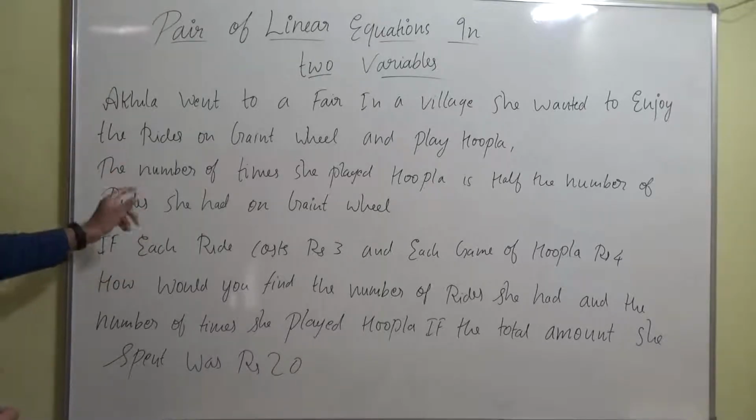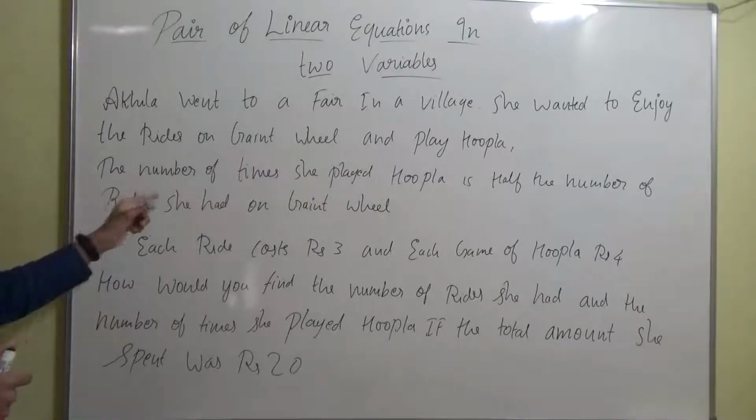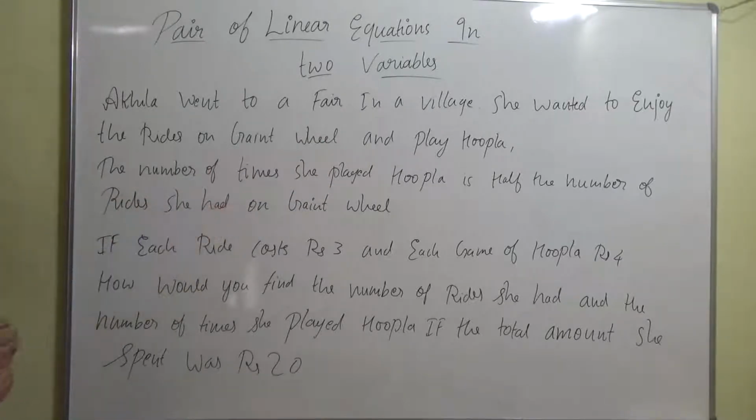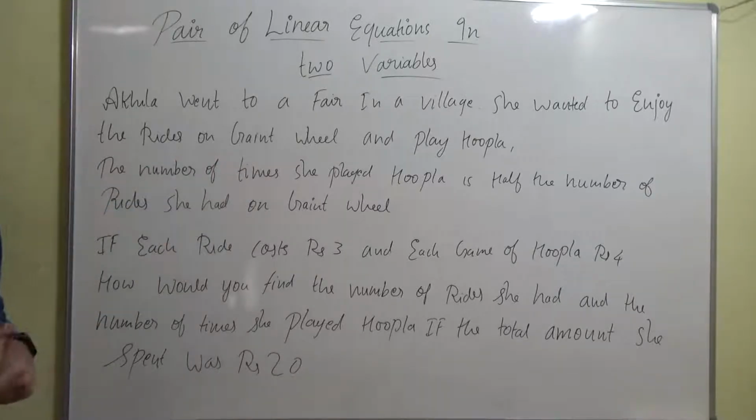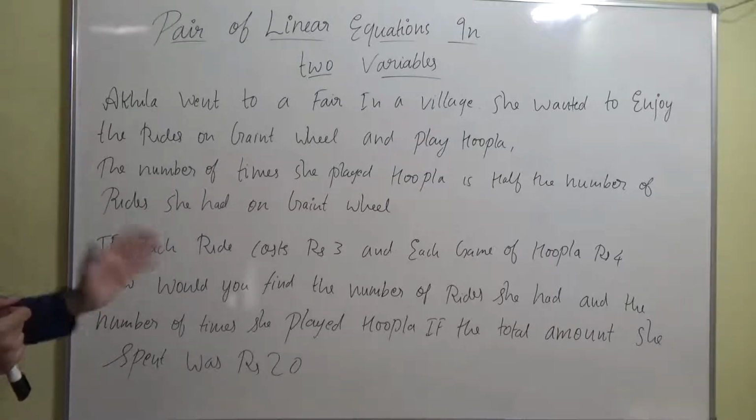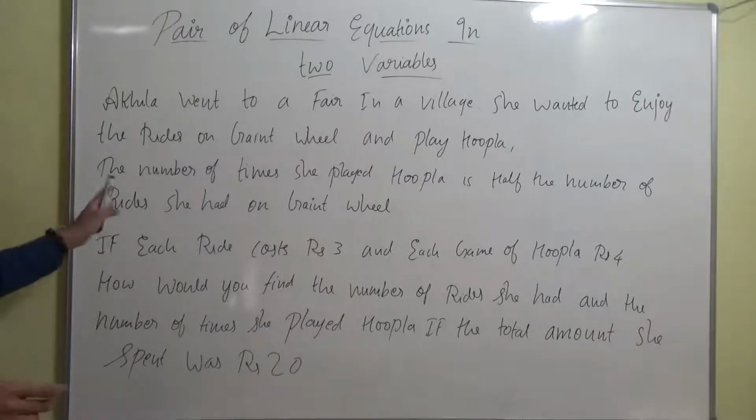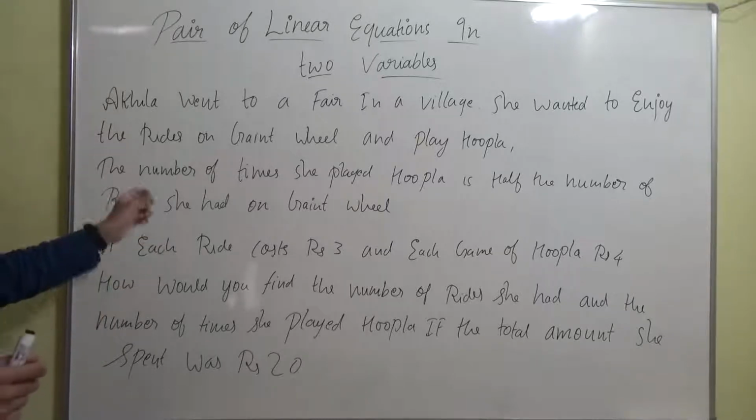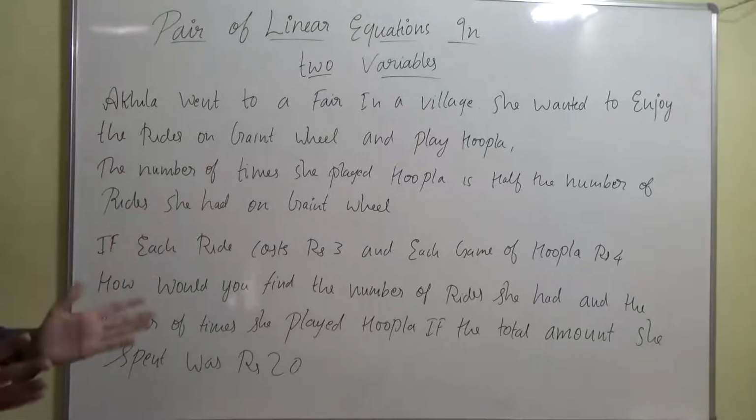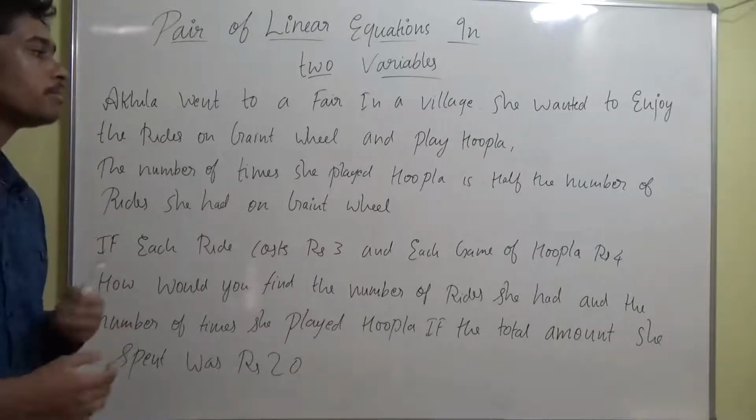So let's read out the first condition. The number of times she played hoopla is half the number of times she had a ride on the giant wheel. Now this is expressed in the English language. We have to express this in mathematical form, since we are doing maths and need a mathematical form to solve the equation. To represent this in mathematical form, let the number of times she played giant wheel be x, and let the number of times she played hoopla be y.